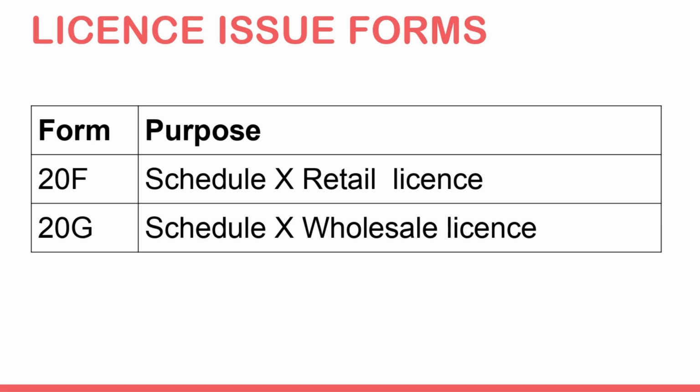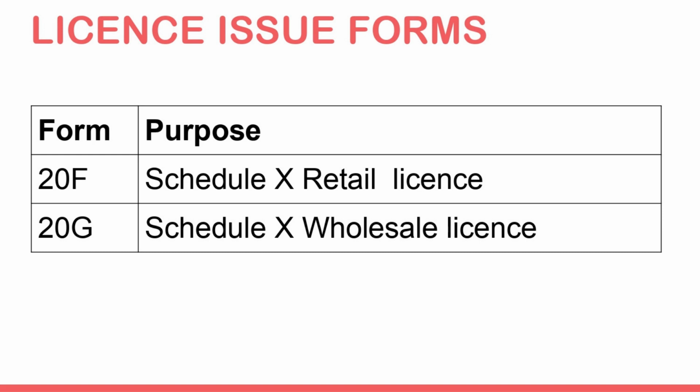If it is 20F, that is for issuing a license to sell drugs coming under the Schedule X category. But it is only for retail sale of Schedule X drugs. 20F is for retail sale of Schedule X drugs. And if we want to sell Schedule X drugs in wholesale, that license can be obtained in the 20G form.